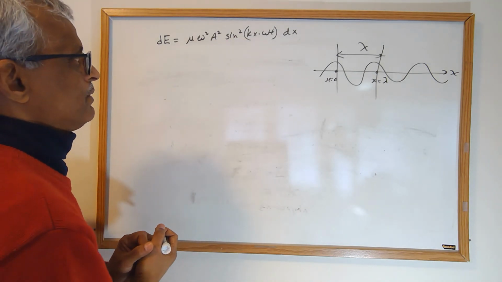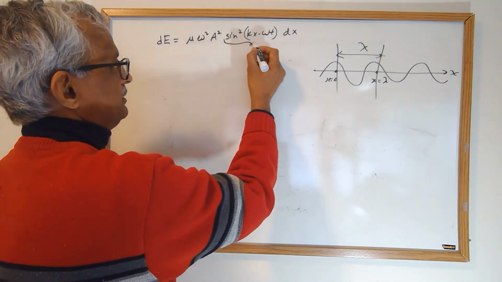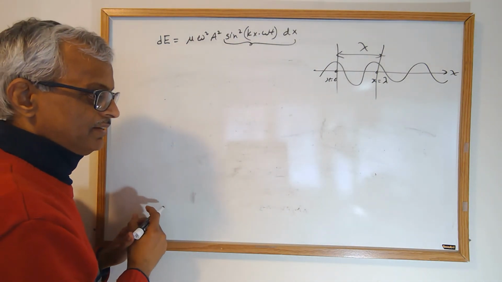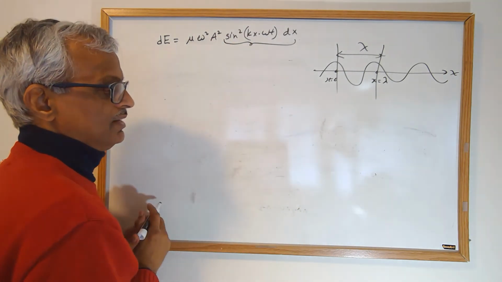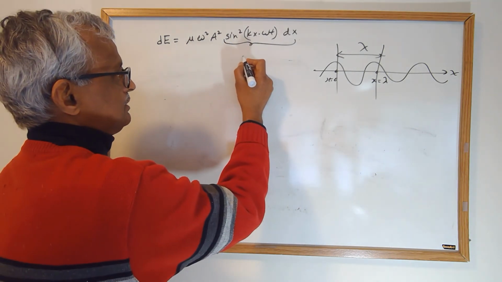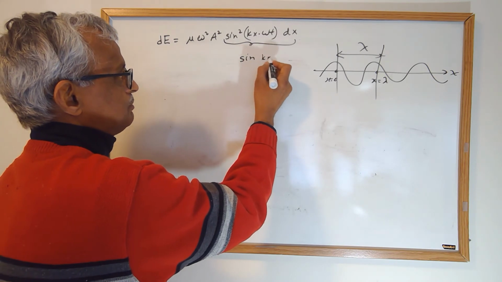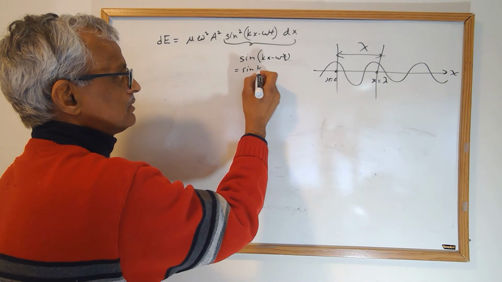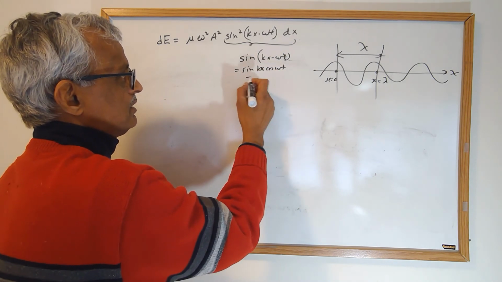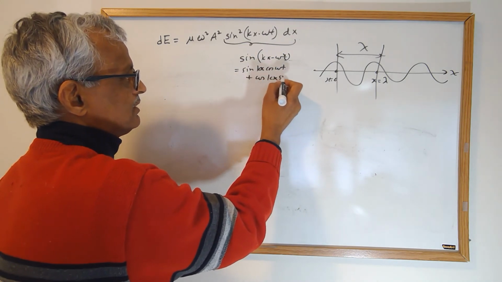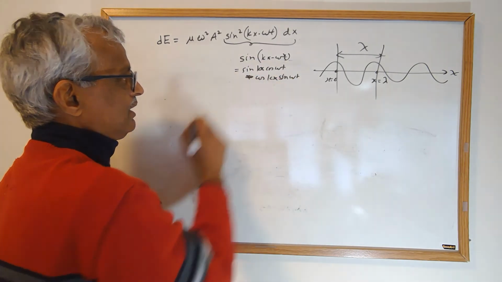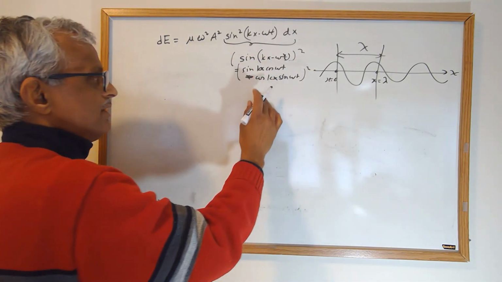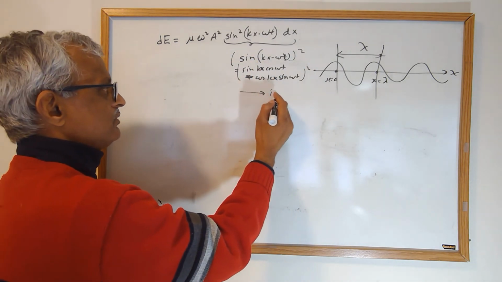What do I get? Well, you can do more complicated integration. You can just expand this, and then you can say sine of kx minus omega t, I can expand this as sine kx cosine omega t minus cosine kx sine omega t, okay? And then I square this, and then generate terms and then integrate.